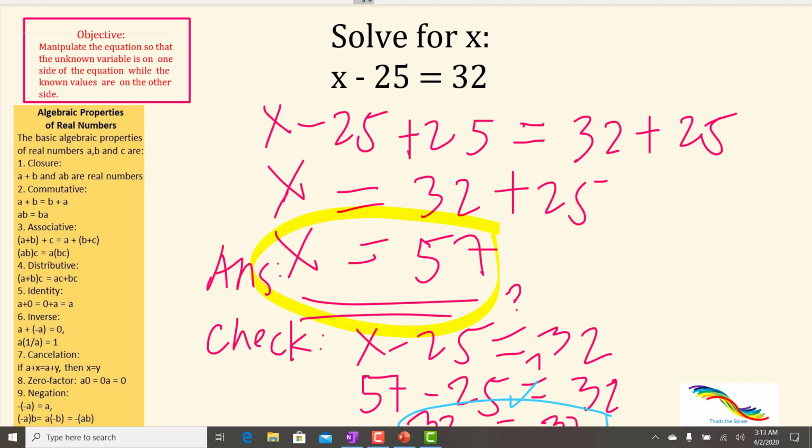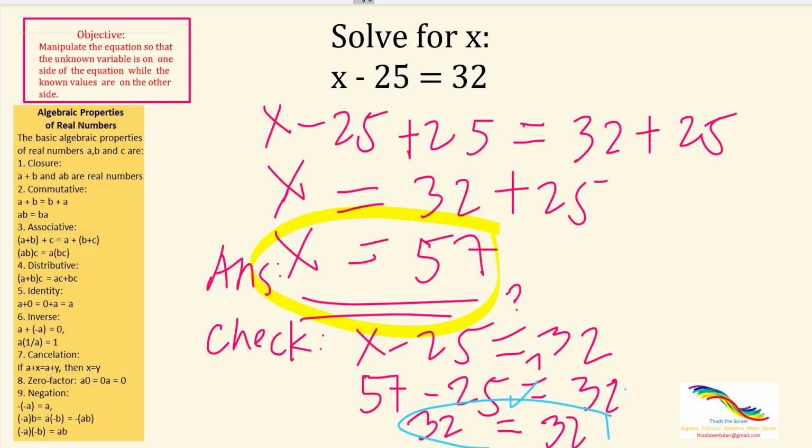Right, so now 32 equals 32. We have done our checking. So x minus 25 equals 32. The answer is x equals 57.